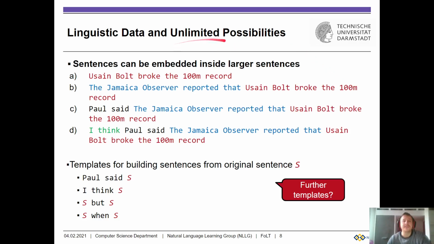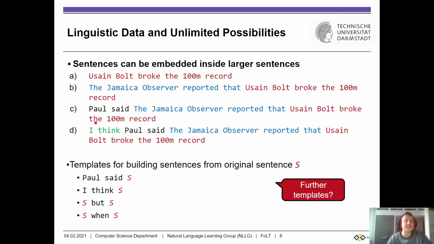So first, we look at a certain property of natural language in terms of grammatical structure, namely the unlimited possibilities of constructing novel sentences. So consider a simple sentence such as Usain Bolt broke the 100-meter record. We can construct a novel sentence by saying, let's call this sentence S, the Jamaica Observer reported that S. Now let's call this sentence S prime. We can construct a new sentence saying Paul said S prime. So Paul said the Jamaica Observer reported that Usain Bolt broke the 100-meter record.